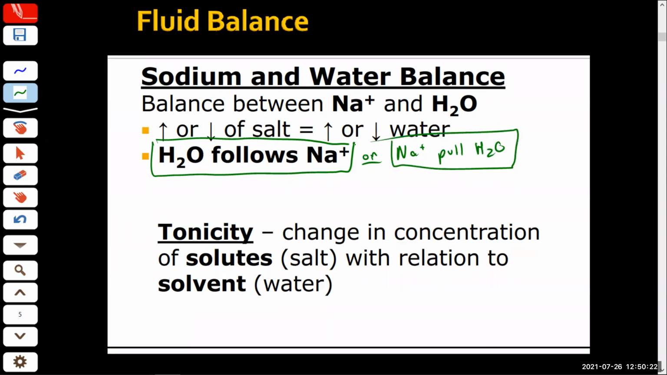This brings up the idea of tonicity. Tonicity is just another term for concentration. Okay.